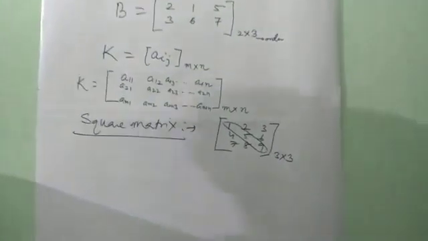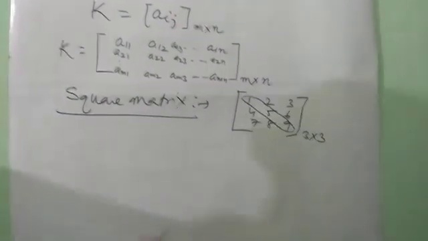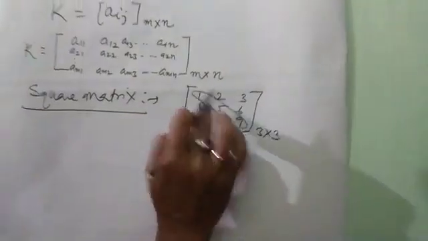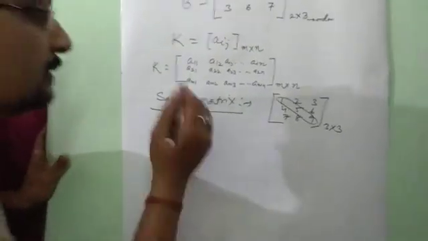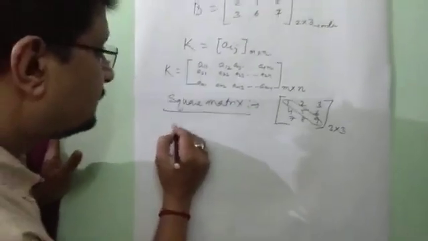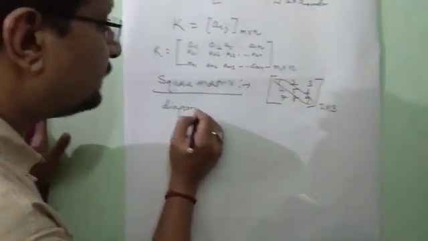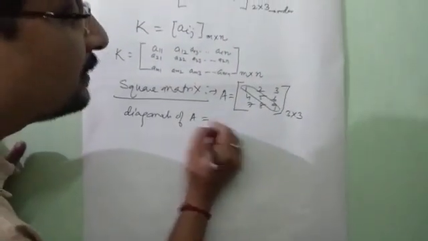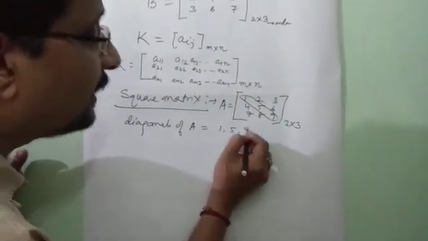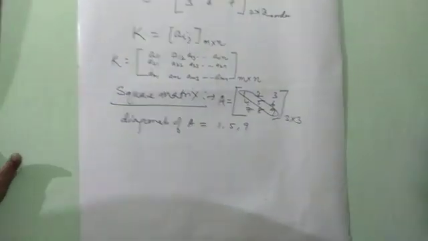Now, first of all, we will write the diagonal elements of this matrix. Suppose A is what? 1, 5, 9. They are the diagonal elements.